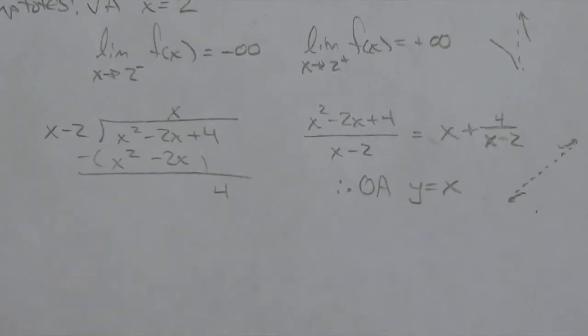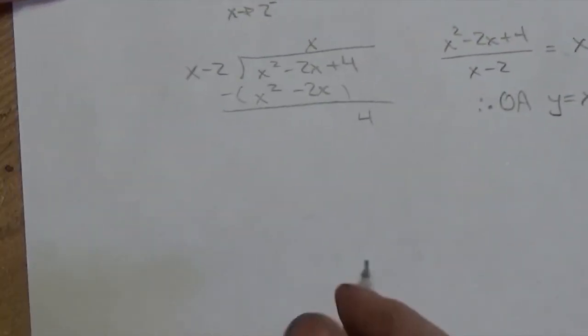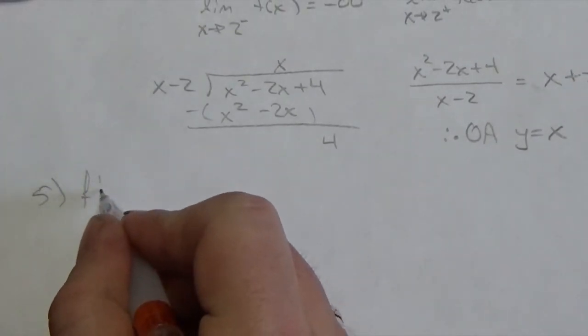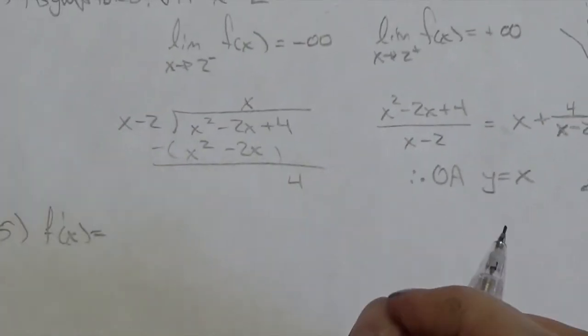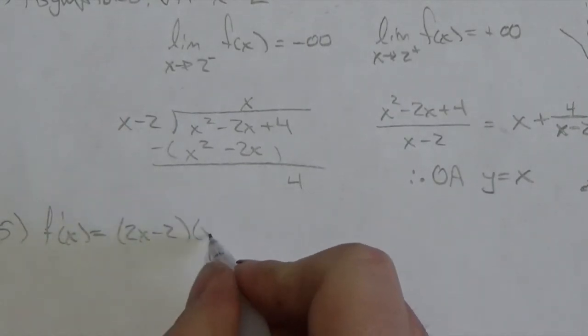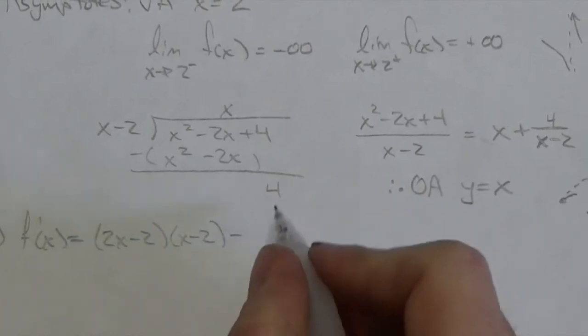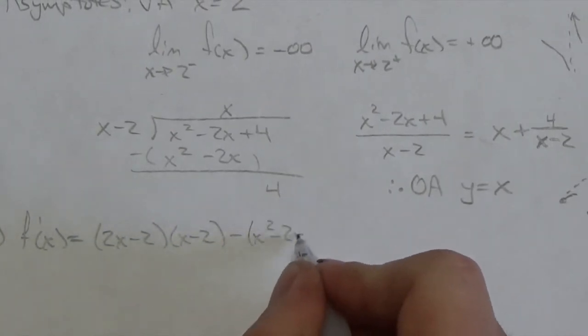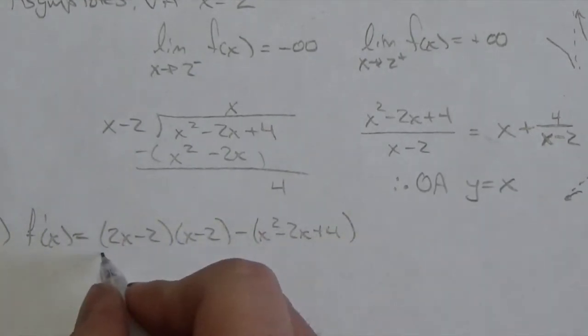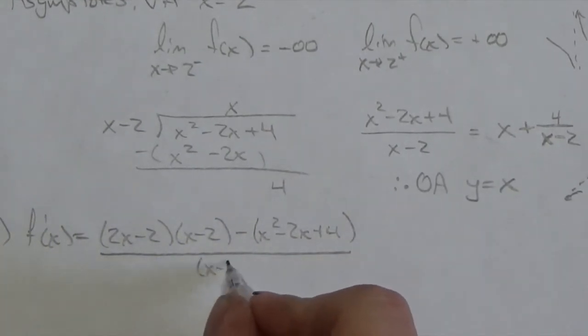And like in a previous question, that's actually enough for me to have a pretty good idea what this graph looks like. I could probably draw it at this point. But let's take a look at the derivative. So 5. When I take the derivative, I'm going to use the quotient rule again. That's going to be the derivative of the numerator multiplied by the denominator, minus the numerator multiplied by the derivative of the denominator, which in this case is just 1, all over the denominator squared.